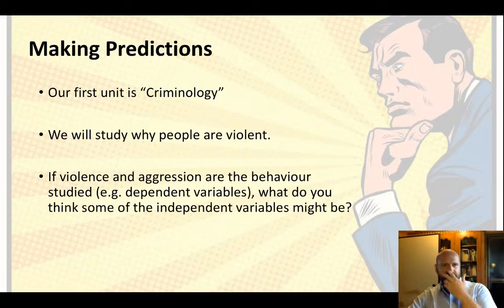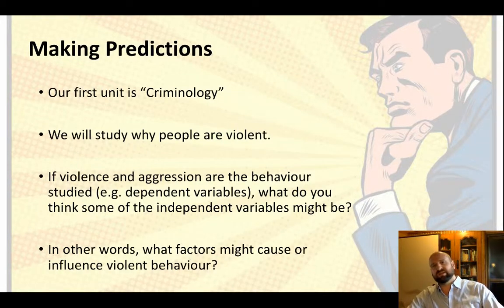Okay, so again, making some more predictions. We've touched on this in earlier subjects, in earlier lessons. But thinking, okay, what might some of the dependent variables, the independent variables be when we're studying criminology? In other words, what are the factors that might influence criminal behavior?